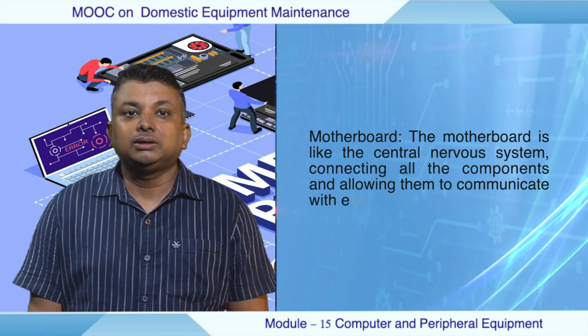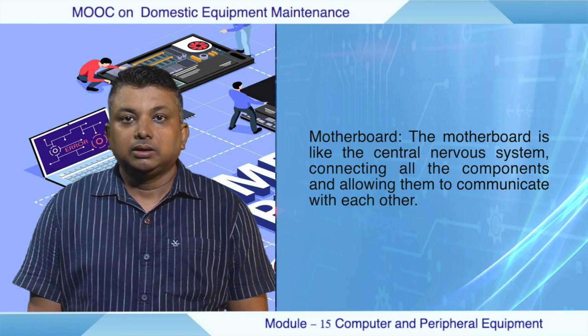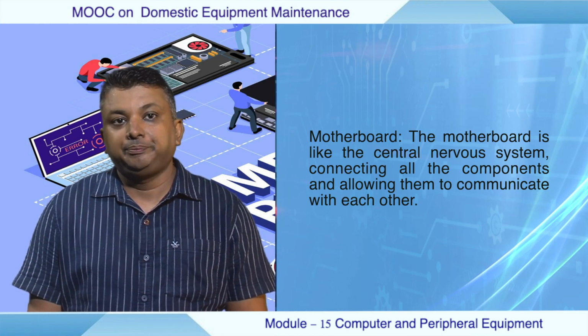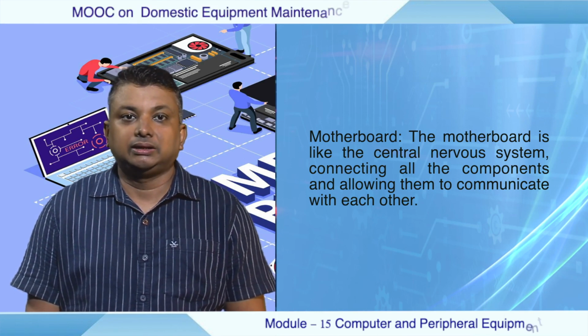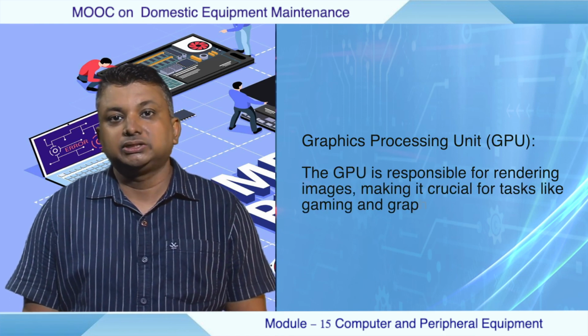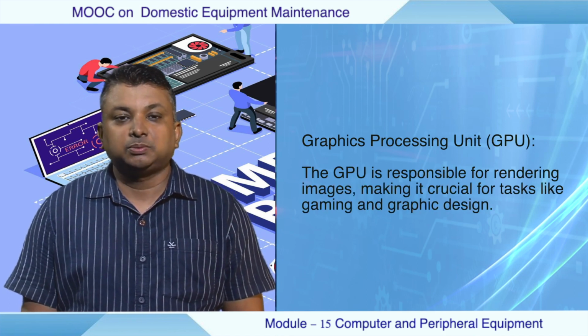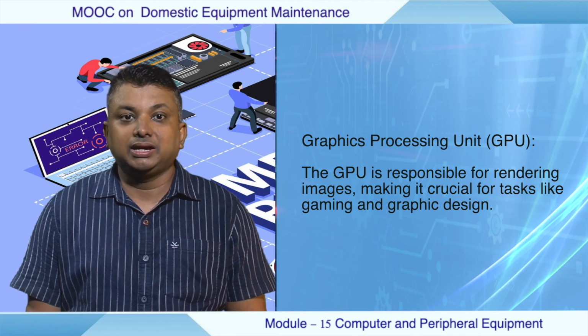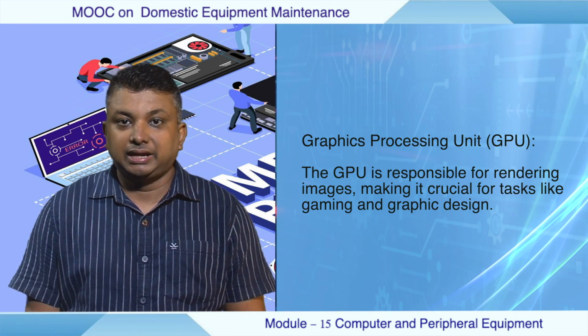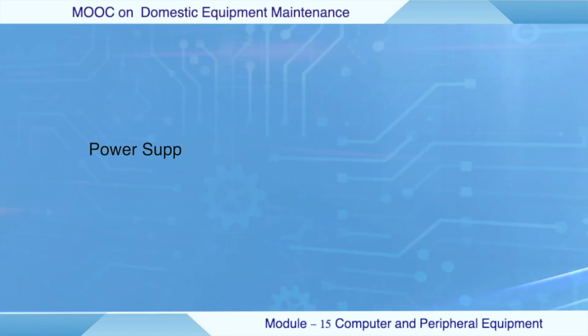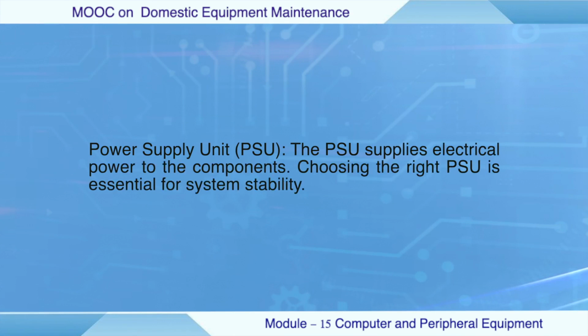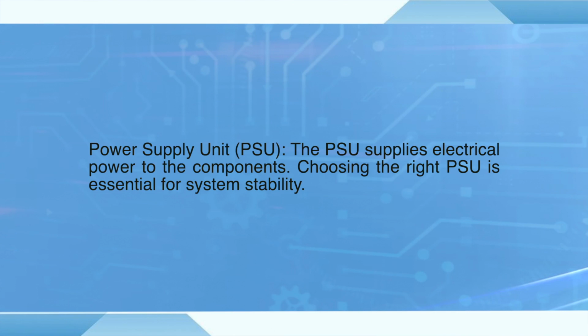Motherboard. The motherboard is like the central nervous system, connecting all the components and allowing them to communicate with each other. And Graphics Processing Unit. The GPU is responsible for rendering images, making it crucial for tasks like gaming and graphic design. Power Supply Unit or PSU. The PSU supplies electrical power to the components. Choosing the right PSU is essential for system stability.